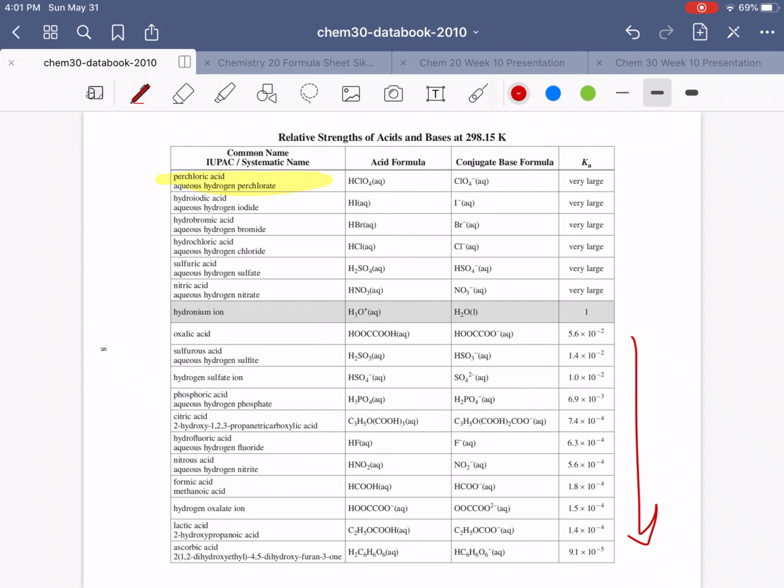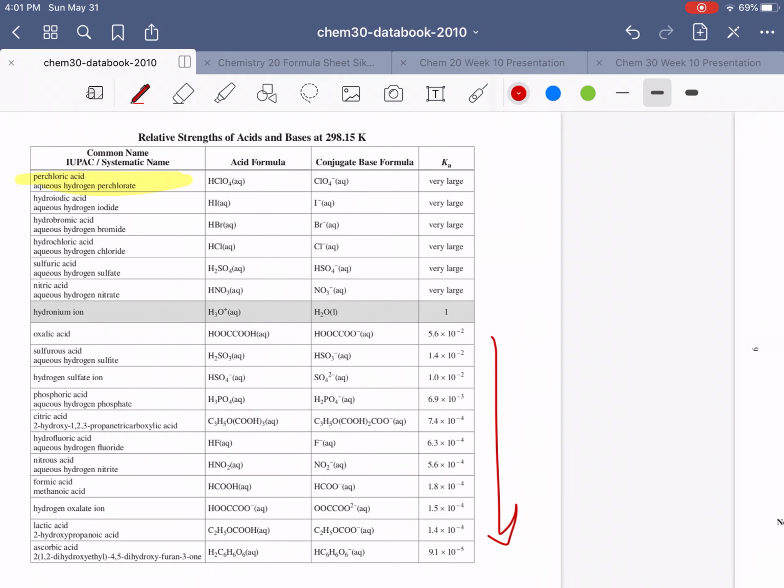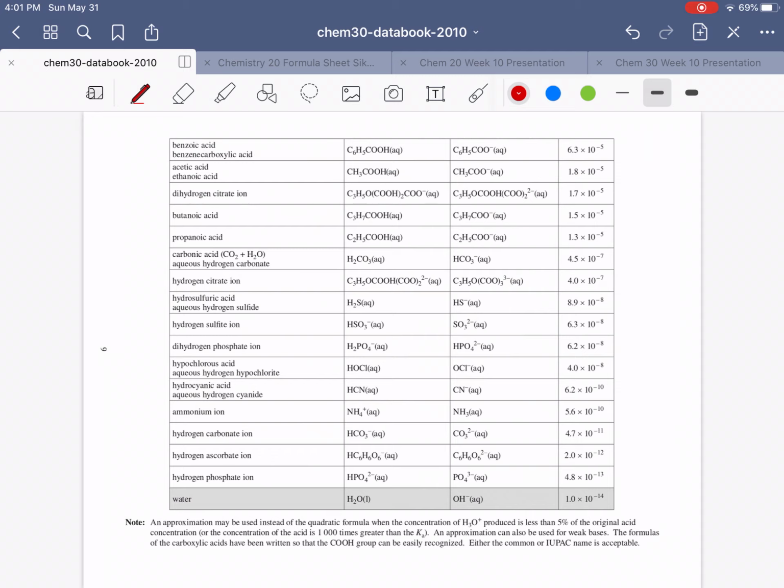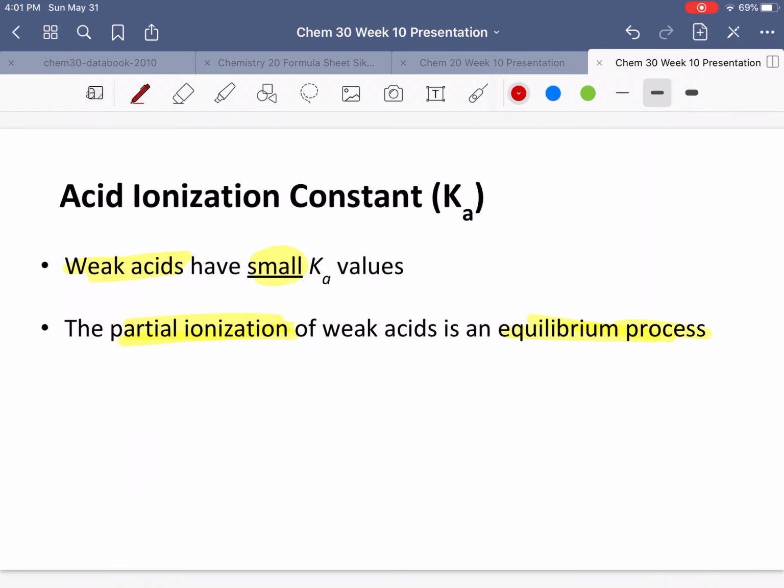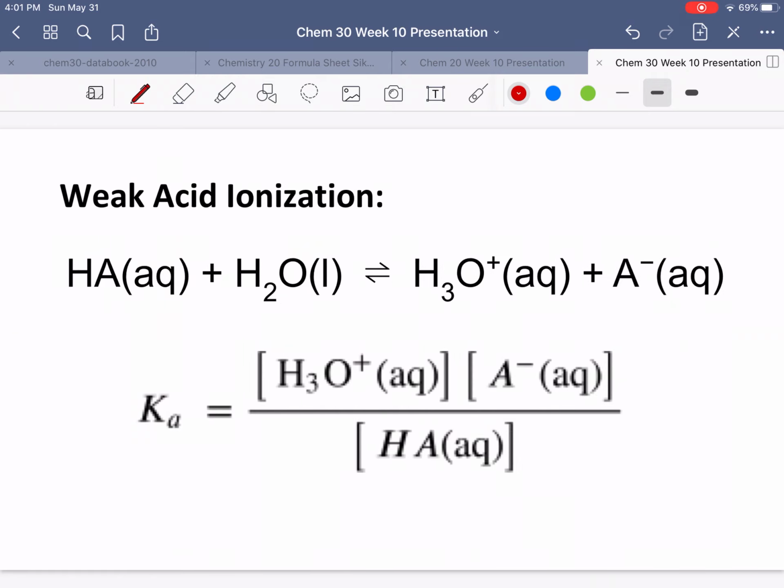Quite low, right? Like 1.4 times 10 to the negative 4. Move to the next page. We get all the way down here, 4.8 times 10 to the negative 13. These are small numbers. So the Kas of weak acids are indeed quite small. And ultimately, from a general equation perspective, it looks a whole lot like the ionization equation of a strong acid, except, and it's a big except, this one's at equilibrium.